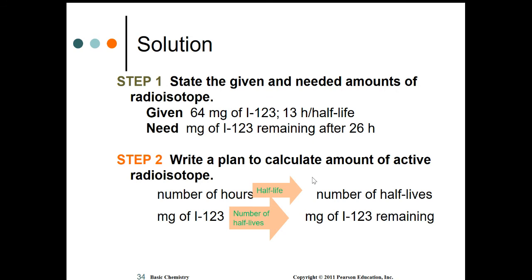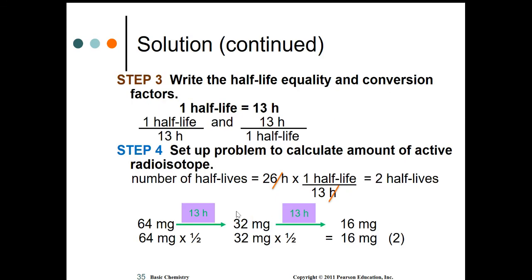Write a plan to calculate the amount of active isotope: half-life, number of half-lives, and so on and so forth. Write the half-life equality and conversion factors. So one half-life is 13 hours. Sorry, where did they get this? It's from the given in the problem. Set up the problem to calculate the amount of active isotope. Okay, so that's two half-lives. All right.